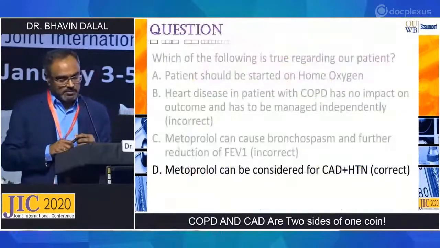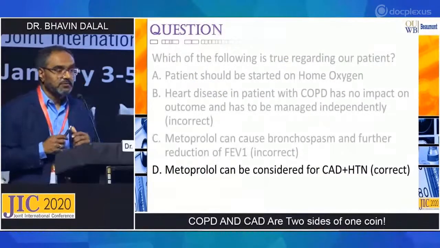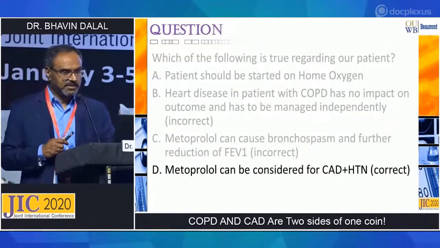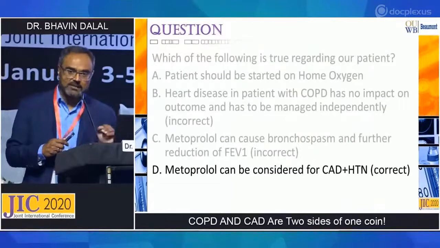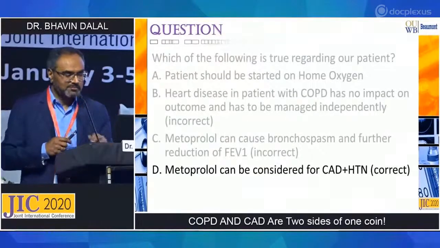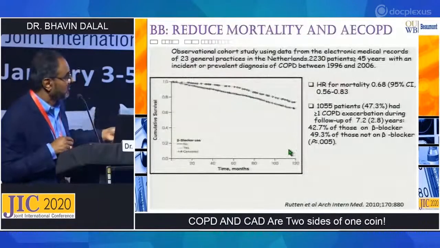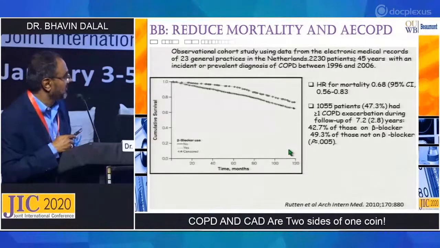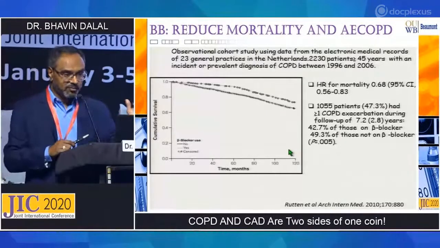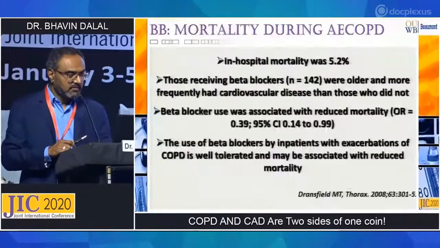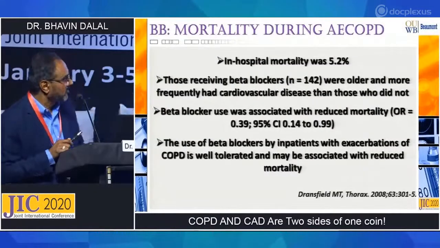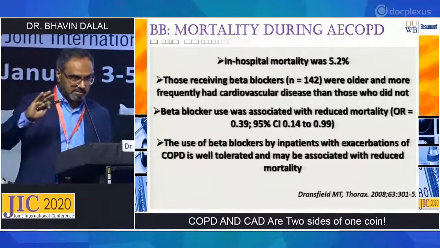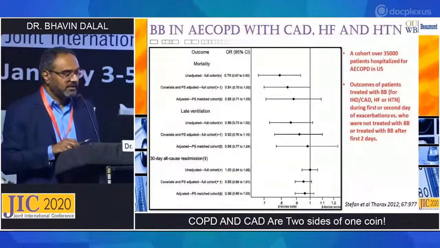I guess the best option is probably the last option. Metoprolol can be considered for the CAD and hypertension. I would like to specify this statement. I have intentionally kept here coronary artery disease and or hypertension. And I will show you some data. For example, beta blockers reduce the mortality. So in this study, you can see that the people who were on a beta blocker versus who are not on beta blockers, there was an advantage of survival. Another study also showed that the in-hospital mortality was significantly reduced if the people were on beta blockers. I have still one more clarification to make after I show you this data.